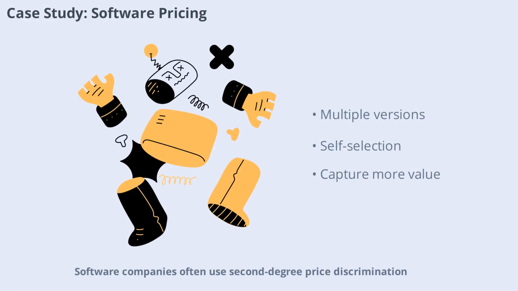Software companies often use second-degree price discrimination by offering different versions at various price points. For example, there might be a free basic version, a standard version for individuals, and a premium version for businesses. This allows customers to choose the option that fits their needs and budget, while the company captures more value from those willing to pay more.